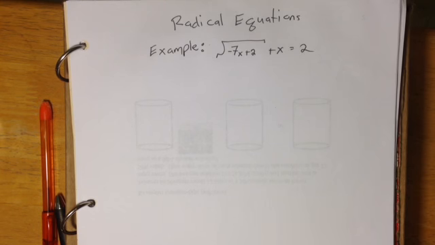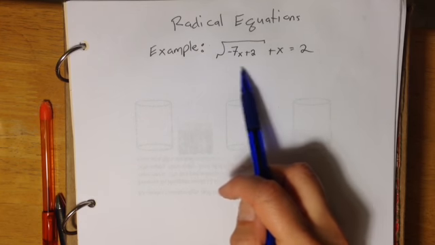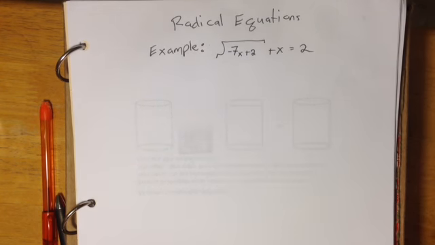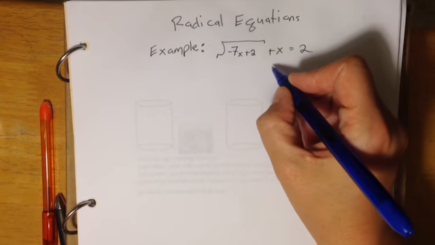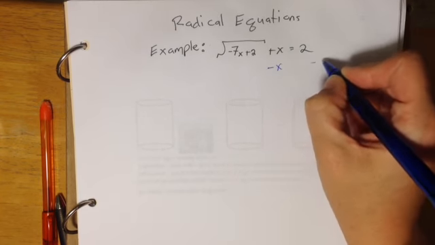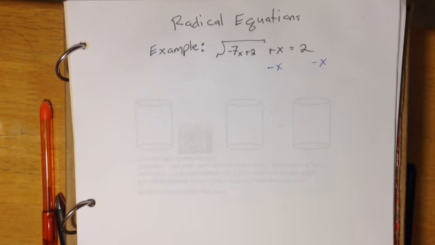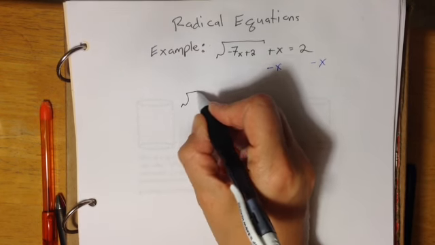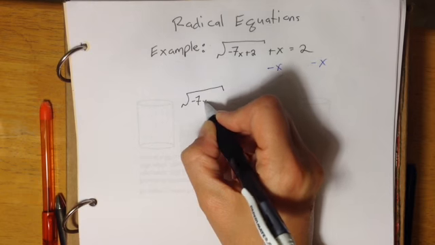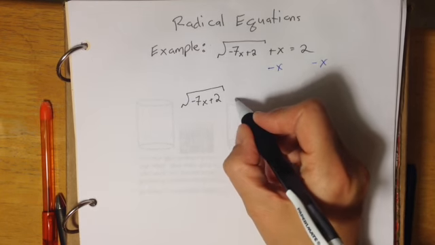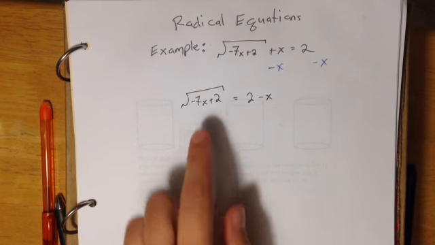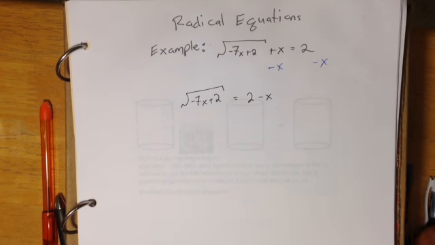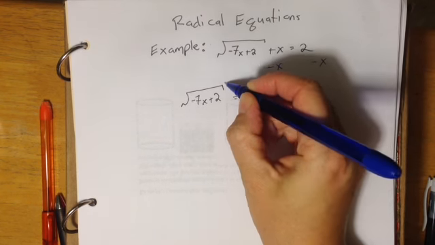A general trick for solving radical equations is to try to isolate one of the radicals on one side of the equation. So for instance, with this example, I'm going to subtract x from both sides so that I'm left with just the stuff under the radical on one side, negative 7x plus 2 all under a square root, equals 2 minus x. Now that I have the radical alone on one side, I can square both sides of the equation to undo that radical.